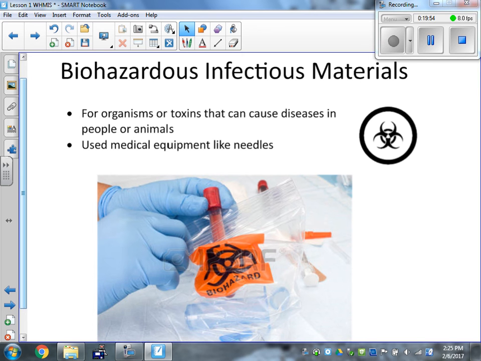Infectious materials for organisms or toxins that can cause diseases in people or animals, used in medical equipment like needles, for example. And usually you'll see that used in medical equipment like needles and things like that. Okay.